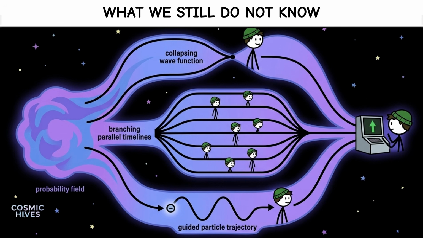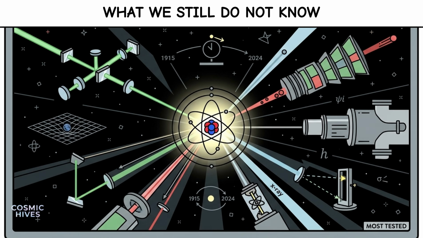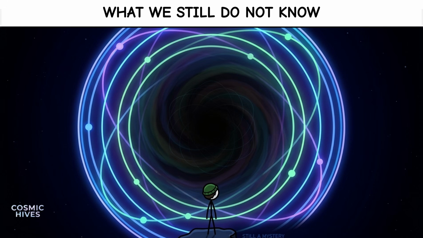And the measurement problem discussed earlier remains completely open, with no experiment yet devised that can settle which interpretation, if any, correctly describes what is actually happening when a wave function becomes a single definite outcome. The atom is the most rigorously tested structure in the history of physics. It is also, at its deepest levels, still not fully understood.